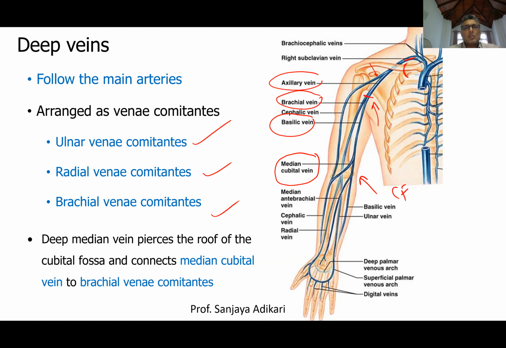And there are connections between superficial veins and deep veins. So this is an example of connections between superficial and deep veins. There's a vein called the deep median vein, which pierces the roof of the cubital fossa here and drains the median cubital vein to the brachial vena comitantes at that point. Okay, so remember that there are connections between superficial and deep veins, not only in the lower limb, even in the upper limb you have connections. Okay.